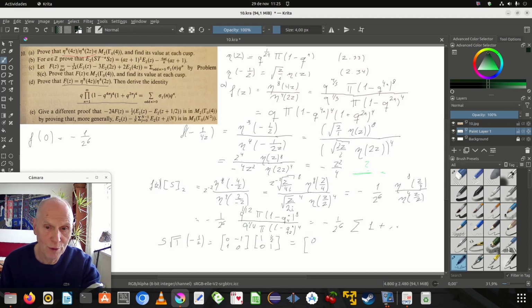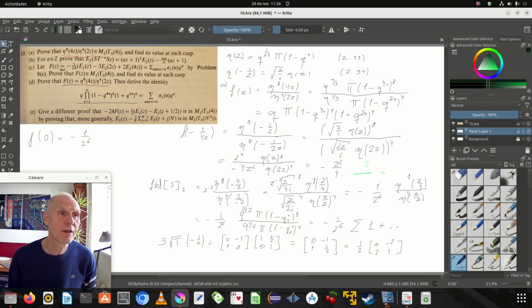Naught, -1, unity and 1/2. We just multiply it by 2, 1/2, 1. And of course we can see immediately that -1/2 is mapped to infinity here.